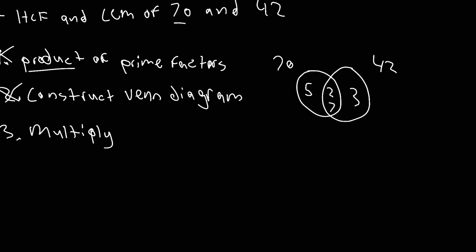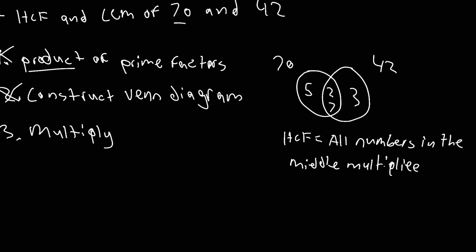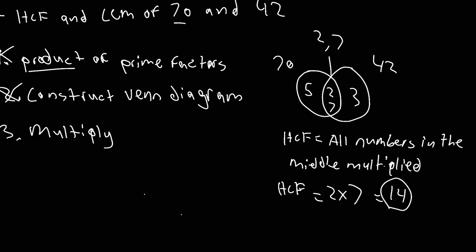So now that I have this Venn diagram, the highest common factor is equal to all numbers in the middle multiplied. So in this case, I can see that my numbers in the middle are 2 and 7. Therefore, all we have to do is multiply them together to get the highest common factor. So my highest common factor is equal to 2 times 7, which is equal to 14. Therefore, 14 over here is the highest common factor between 70 and 42.